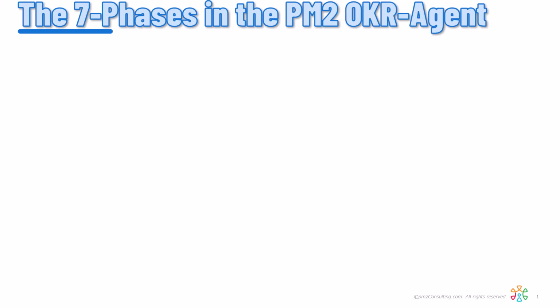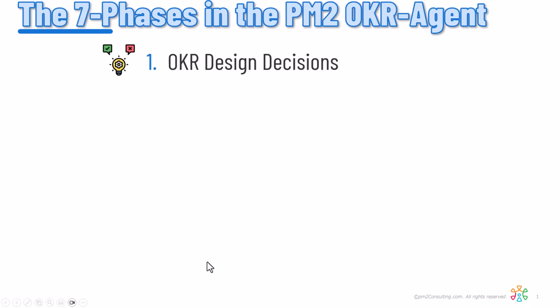I realized in my last video, I alluded to the 7 phases that exist inside of the PM2 OKR agent, but I didn't go through them. So let me quickly run you through what the 7 phases are. First is a whole bunch of design decisions. There are no rules about OKR, so you need to make some design decisions throughout the process, but we take you through them to begin with.